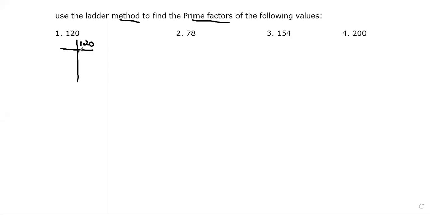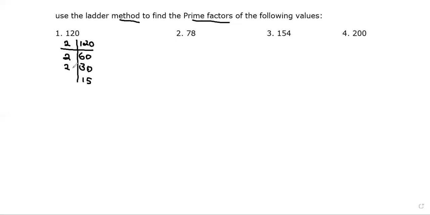Now we're going to start by saying, is 120 divisible by 2? Yes, 120 is divisible by 2. So we're going to write 2. We write the value that the number is divisible by. So 120 divided by 2, you get 60. Is 60 divisible by 2? If yes, then we write 2. 60 divided by 2, you get 30. Now 30 divided by 2, you get 15.